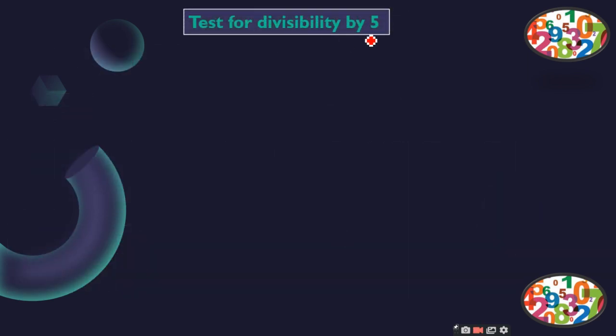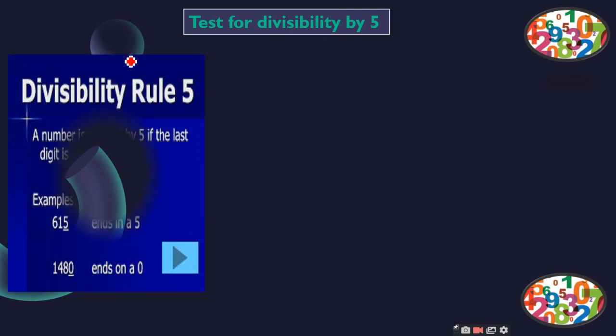Now the test for divisibility by 5. The divisibility rule for 5 is a number is divisible by 5 if the last digit is 0 or 5. It is very simple to find the divisibility by 5. We just have to see the last digit. If the last digit is 0 or 5, the number is divisible by 5. For example, 615. This number ends with 5, so it is divisible by 5. 1480. This number ends with 0, so this number is also divisible by 5.